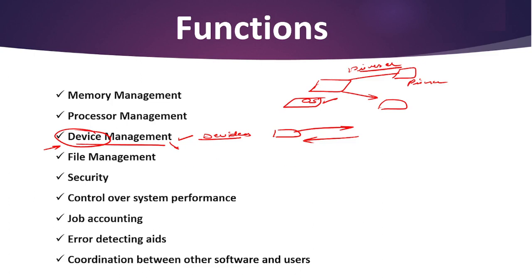Next, it decides which process can use which device for how much time. For example, we have already discussed, let's say process P1 needs the device for 30 seconds, process P2 needs it for 10 seconds, process P3 needs it for 20 seconds. Okay, so the operating system always decides which process can use which device for how much time.